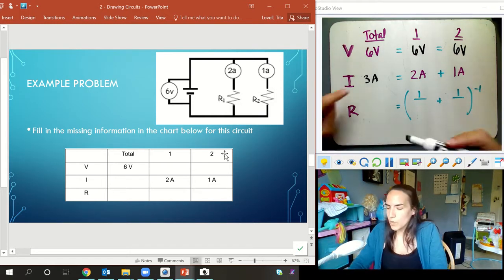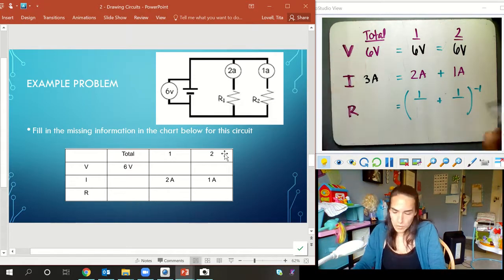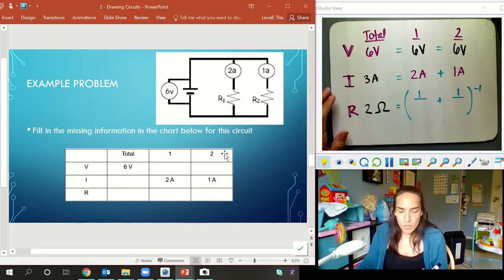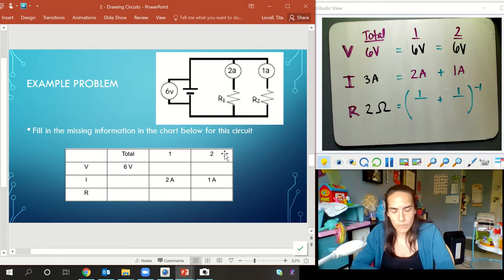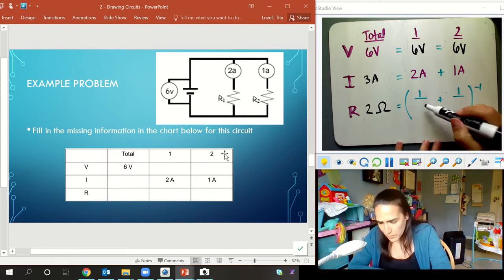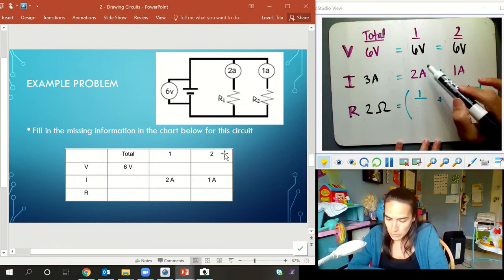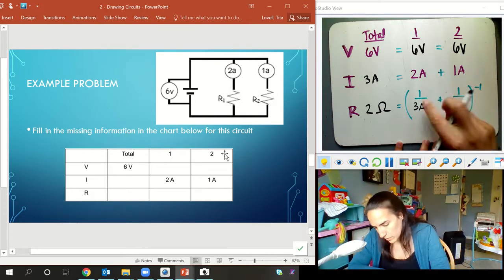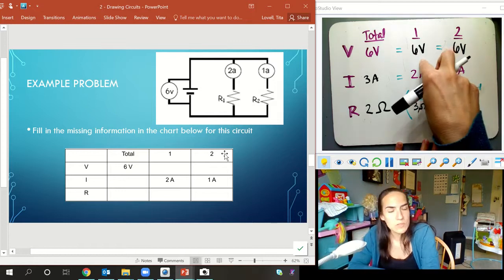So we know that V is equal to I times R, so 3 times something is going to give us 6. We know that would need to be 2 ohms. I'll show you in just a second what that looks like with this whole formula as well. So I can find the resistance for each of these two using the same situation. So 6 equals 2 times something. That something is going to be 3. So 3 times 2 is going to give us the total voltage, which was 6.